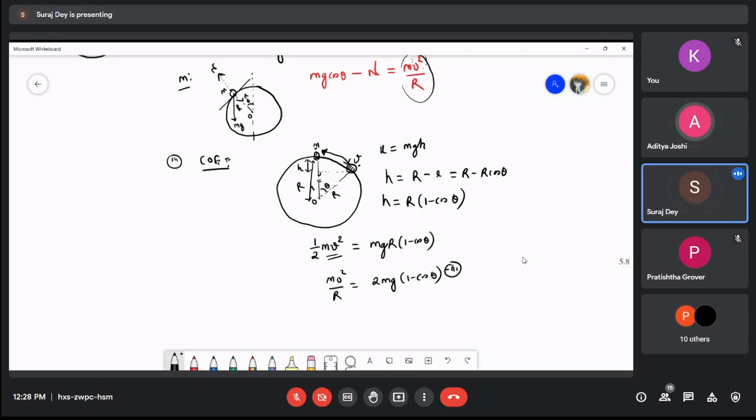Excuse me. For the energy conservation, do we write that for the entire system, or can I simply write that for a part of the system?